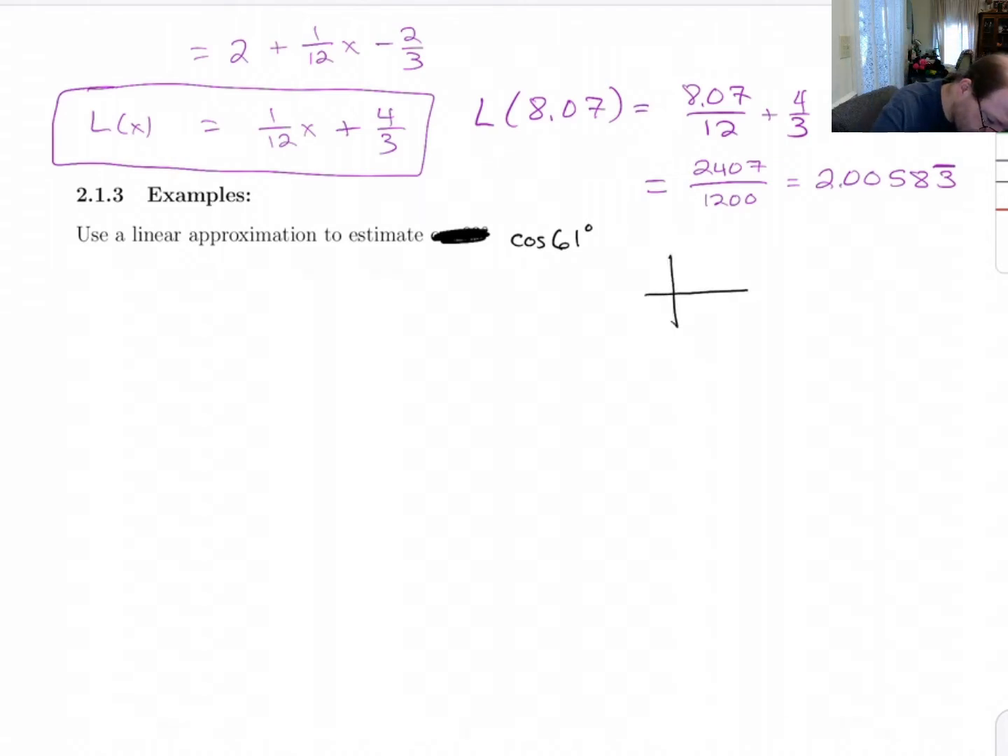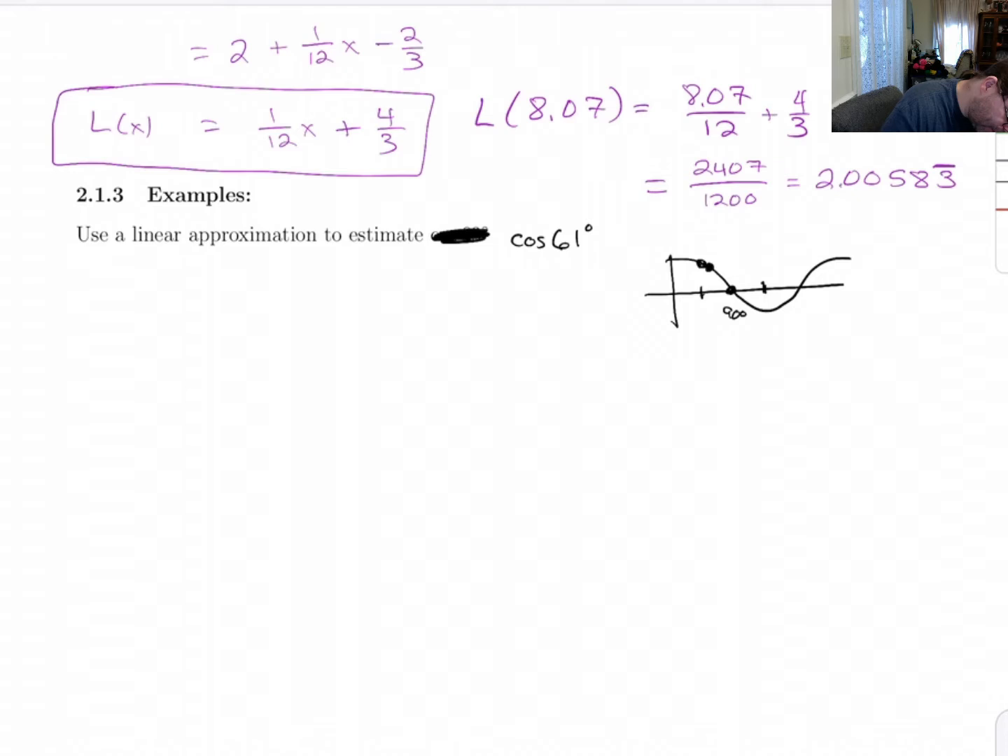And if you think about what cosine looks like, this. So this is 90 degrees here. 60 degrees is over here. And so 61 is just barely past it. So cosine of 61 is going to be slightly less than cosine of 60. So it's going to be a little under 1/2.